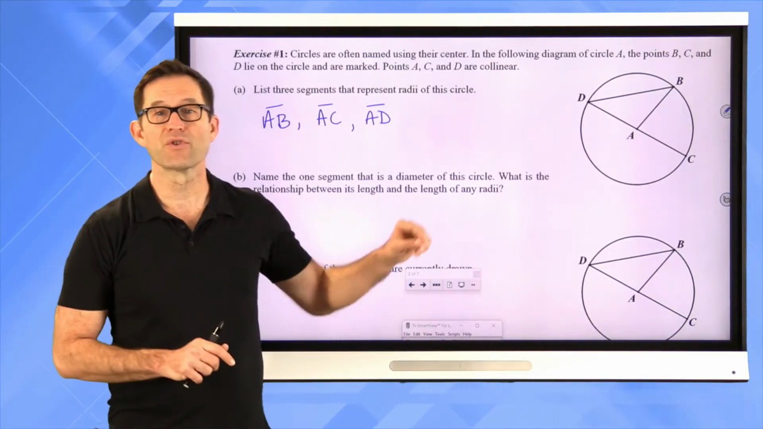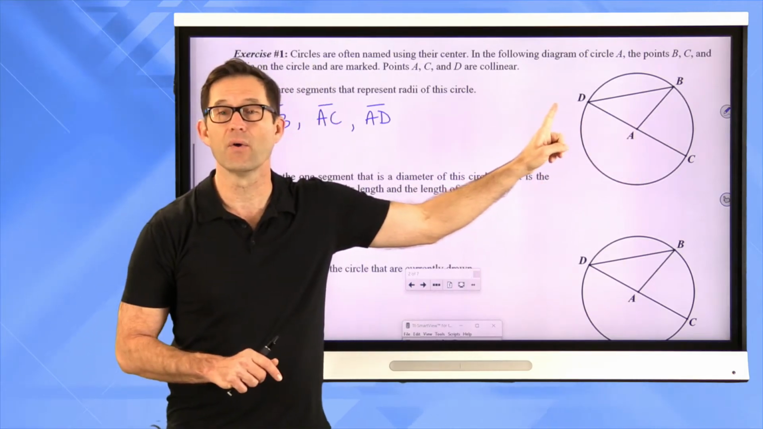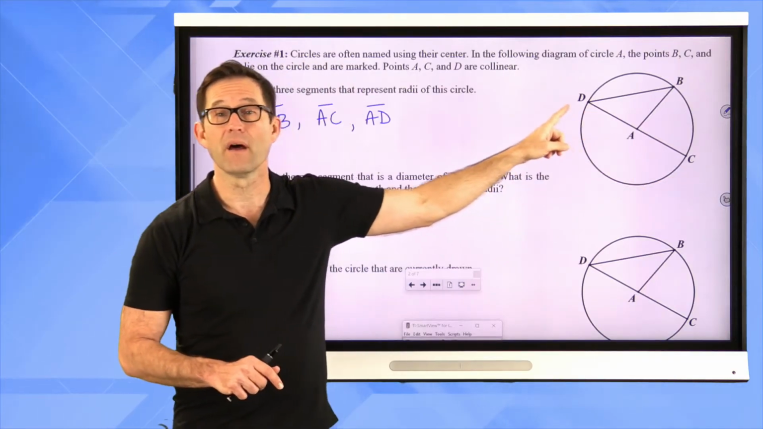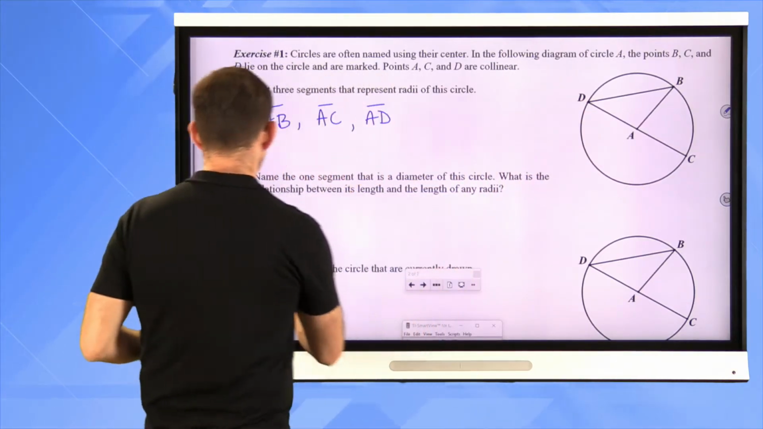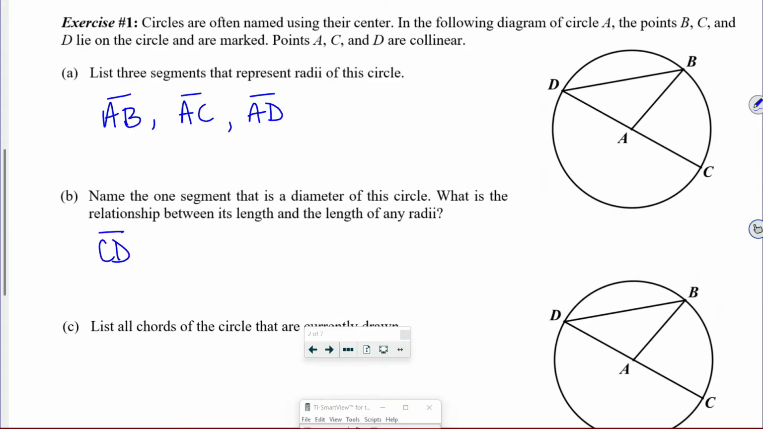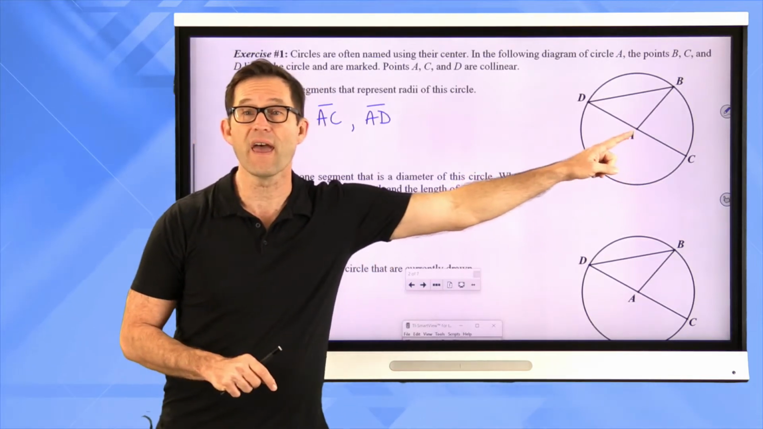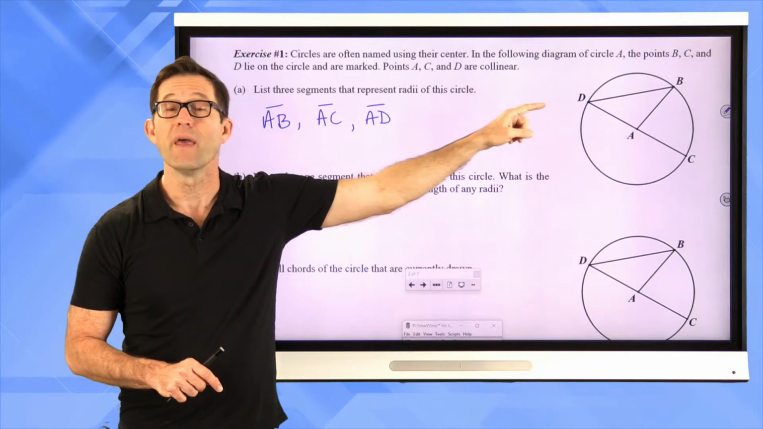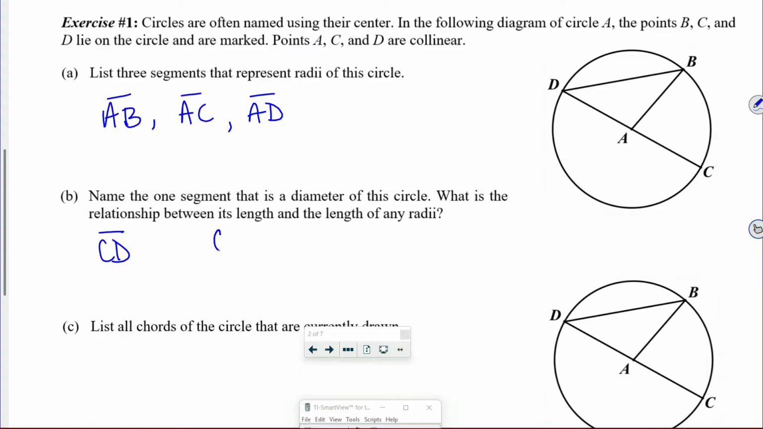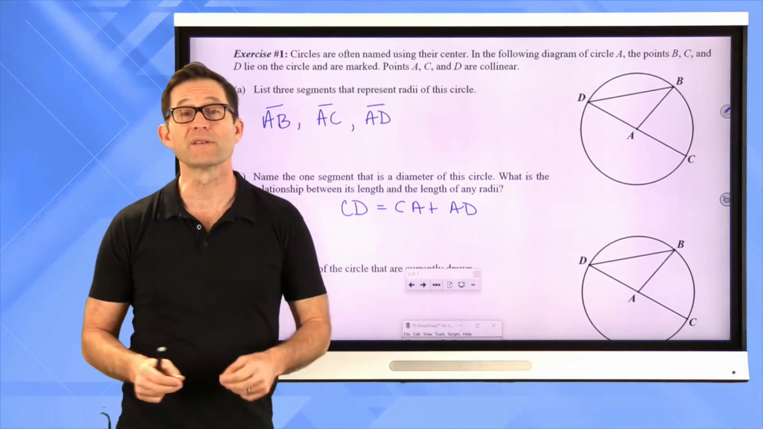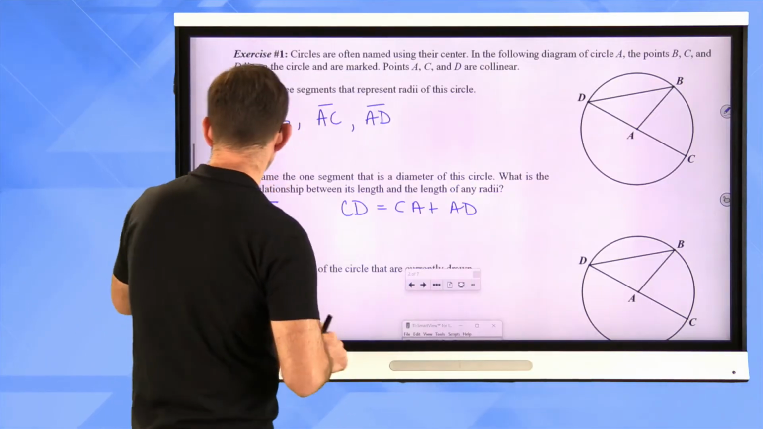All right, because we're told that points A, C, and D are collinear, and CD is definitely a chord, then CD must also be a diameter because it passes through the center of the circle. Now the other thing that we can note is that CD is obviously CA plus AD, and both of these are radii, then obviously any diameter's length is going to be twice the length of any radius.